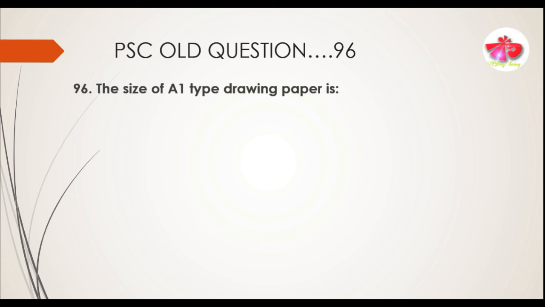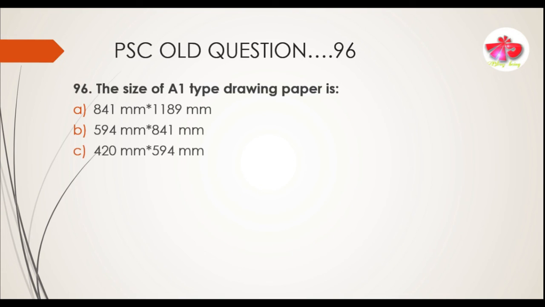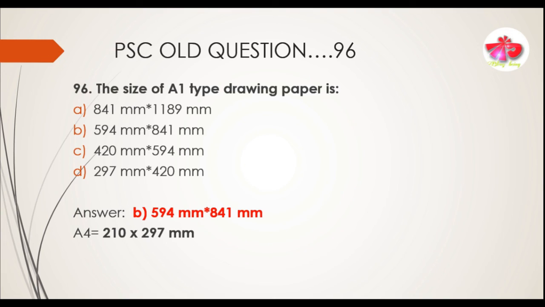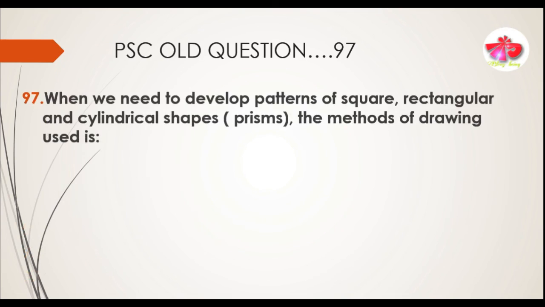Question number 96. The size of A1 type drawing paper is: 841 mm by 1189 mm; 594 mm by 841 mm; 420 by 594; and option D, 297 by 420. So friends, the size of the A1 type drawing paper is 594 by 841 mm, isn't it? So you have to remember A4 paper size is 210 by 297, A3 is 297 by 420, A2 is 420 by 594, and A1 is 594 by 841.